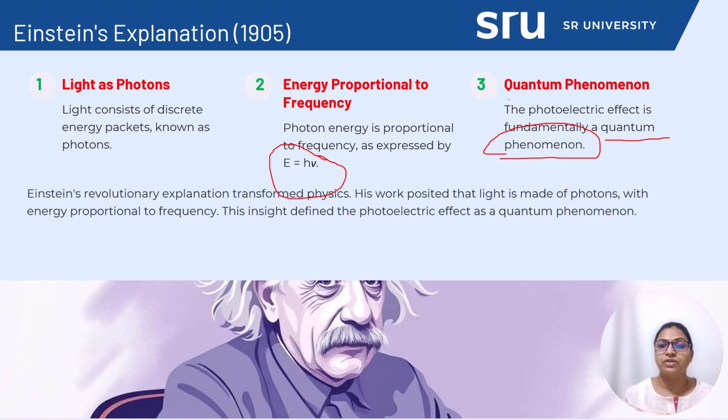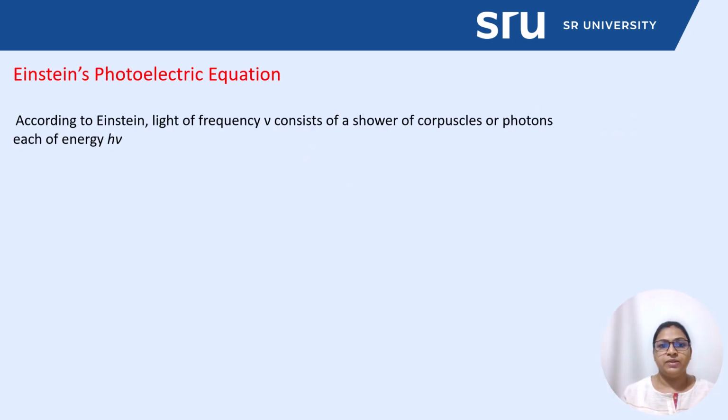This revolutionary explanation transformed physics. His work gives that light is made of photons with energy proportional to frequency. This insight defined the complete photoelectric effect as a quantum phenomenon. Let us now see Einstein's photoelectric emission.